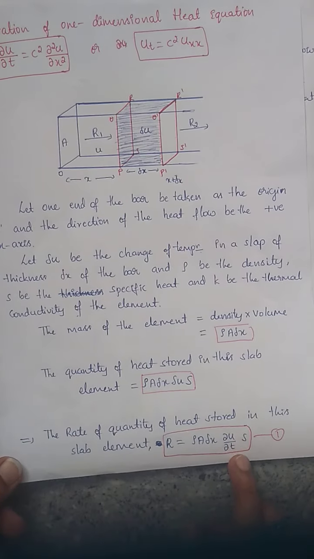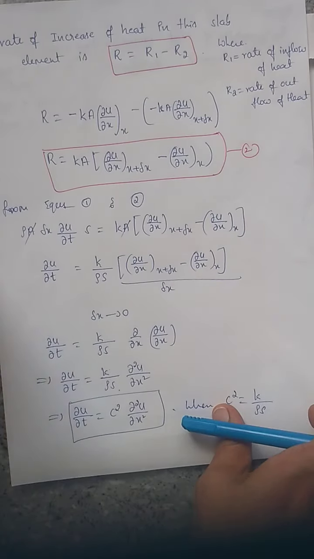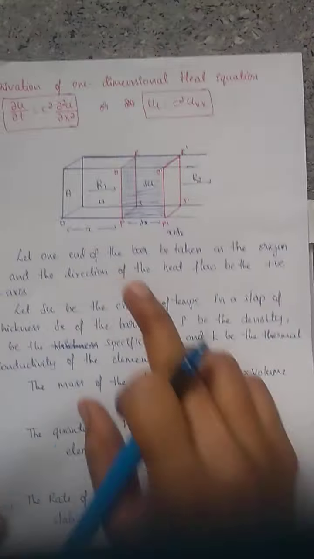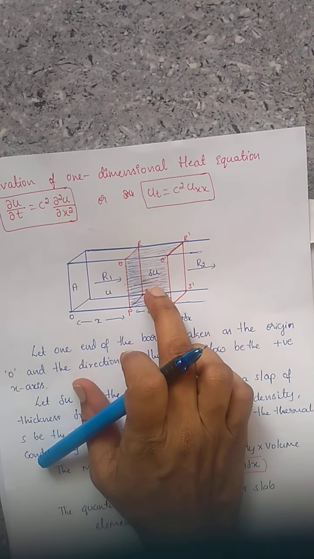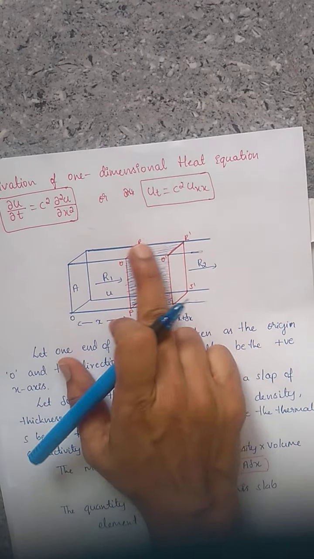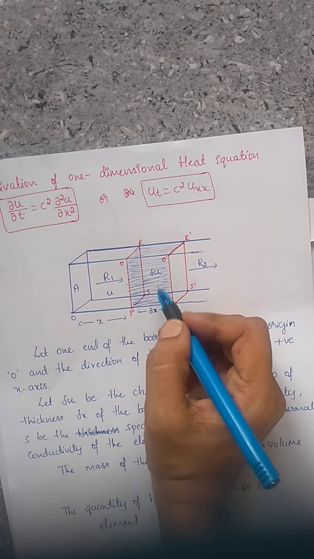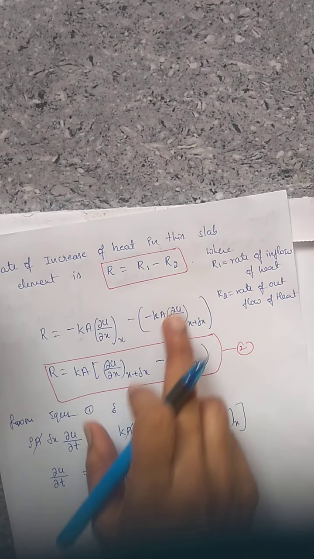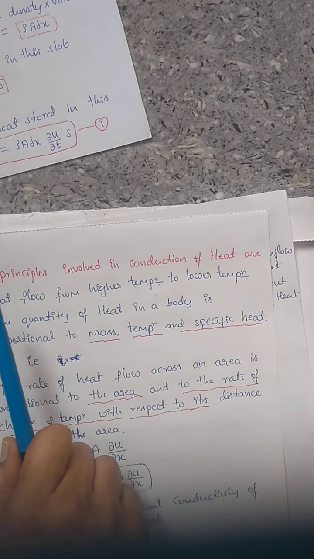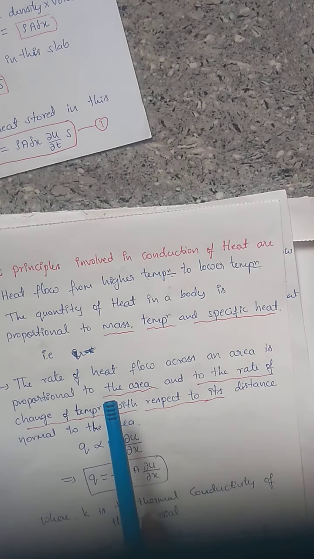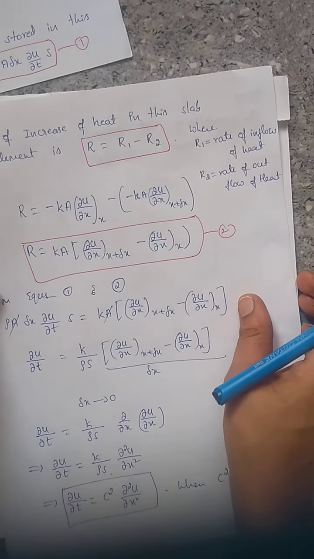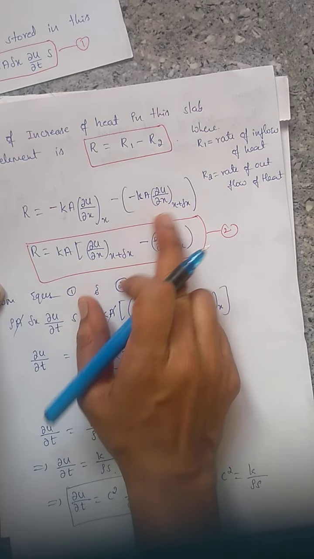The rate is nothing but dou U by dou T. Next I consider the rate of increase of heat in this slab. R1 minus R2, inflow minus outflow, gives the rate of increase of heat in this slab, just a subtraction. Then we find R1 and R2 by using the basic principles of conduction of heat. Using this formula, I write R1 and R2, just subtraction.